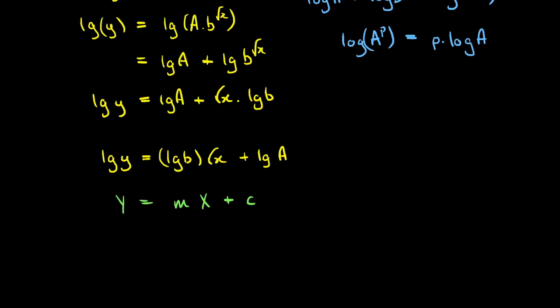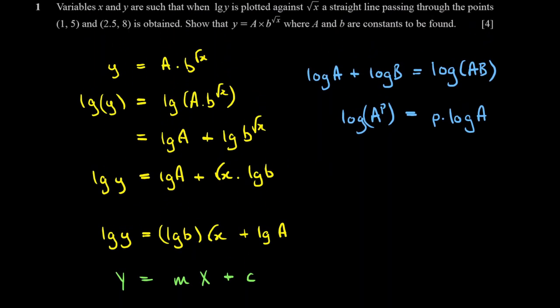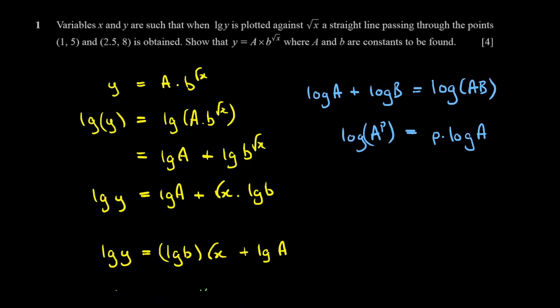Okay, now then, what do we want to find? We basically want to find the gradient of this graph. We want to find the y-intercept. Well, how are we going to find the gradient? We can find the gradient by looking at this thing here. We take the gradient between these 2 points. So the gradient is y2, which is 8, minus y1, which is 5, over x2, 2.5, minus x1, which is 1.